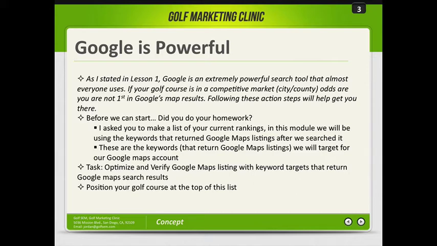So it's a step-by-step process. If you didn't do your homework, go back and do it and identify which keywords are returning Google Maps results. I can tell you a general list of them, and I just mentioned them: golf courses, public golf course, maybe private golf course, golf club. You could try them, test them out, see what's bringing back map results. We'll make a list of those and use them here. So our task here is really to optimize your Google Maps account and then position you first, just like I had said. We're going to do our best here to get you right on top of that list.